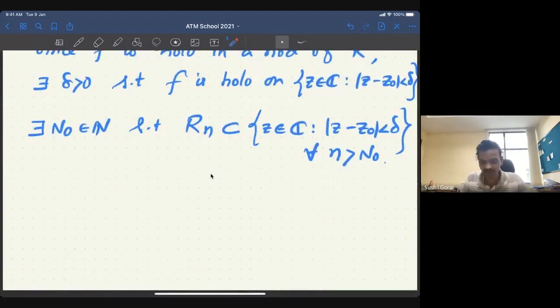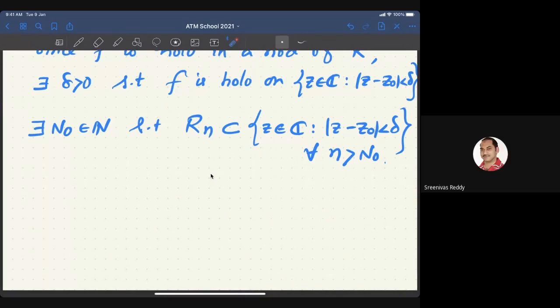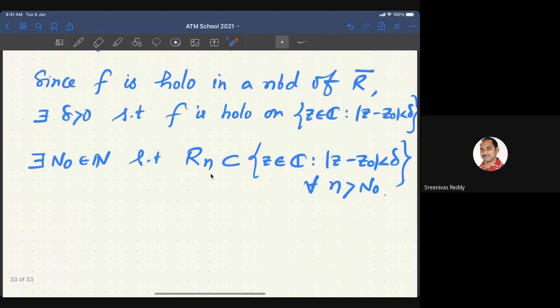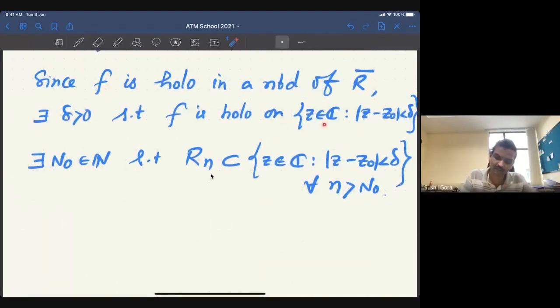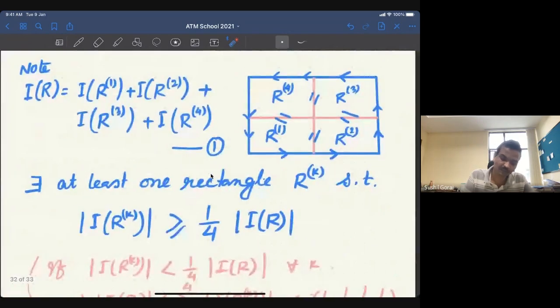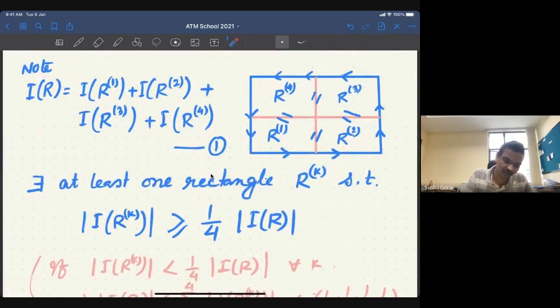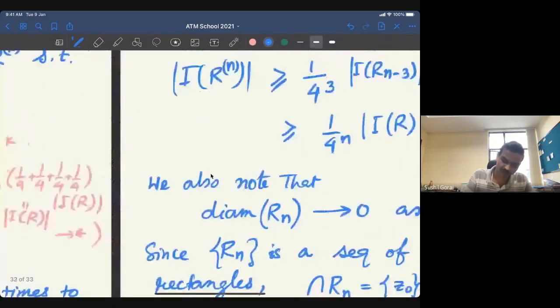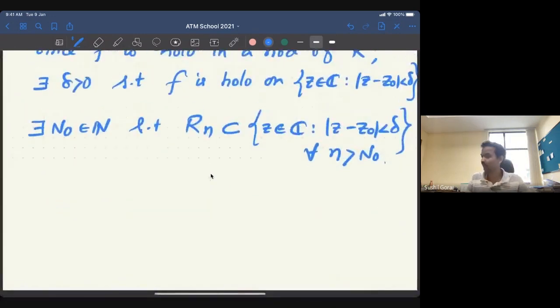There is nothing complex analysis here. It's topology. Sir, F is holomorphic in the neighborhood of R bar. Neighborhood of Z0. Yeah, this is a neighborhood of Z0, right? Z0 may lie in the boundary also. For example, if Z0 lies here, Z0 may lie here also, at an endpoint. So that is the reason you need a neighborhood. Okay. Thank you, sir. All right. Any other question?